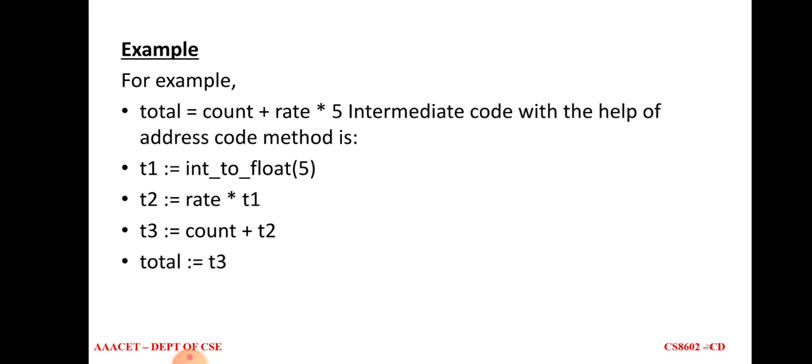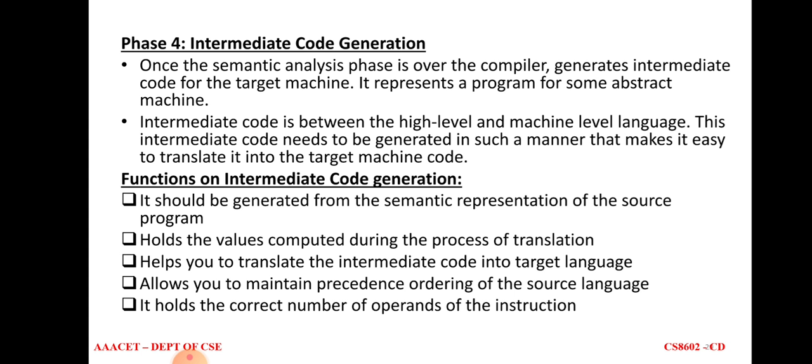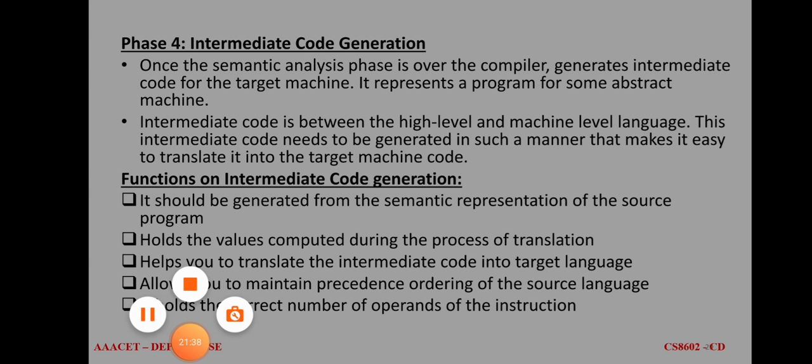So we can take another temporary variable T2. T2 is equal to rate star multiplication T1, because already the number 5 is assigned to T1. So we can write it as T1 for 5. After that, taking another temporary variable T3 is equal to count plus T2, because T2 is assigned for rate multiplication 5. So finally, the whole value T3 is assigned to total. So this is the concept of intermediate code, which was generated by the fourth phase, the intermediate code generation phase.